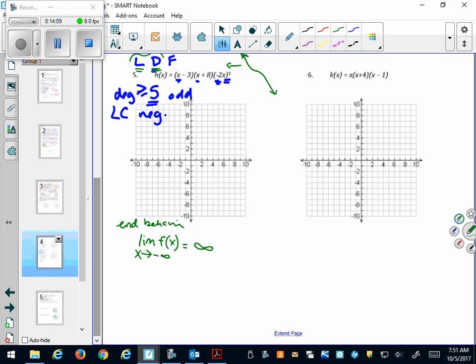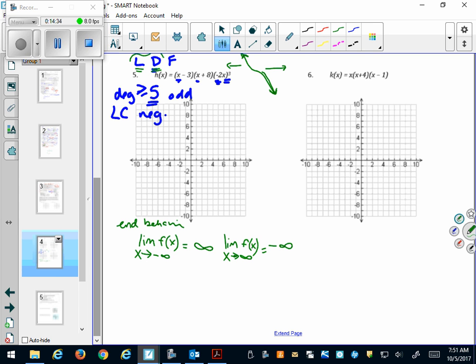When you're going, okay, so limit as x approaches infinity, so in other words, from the right, this graph is going down. So it's going to negative infinity, right? So when x goes to the right, the graph heads down to negative infinity.